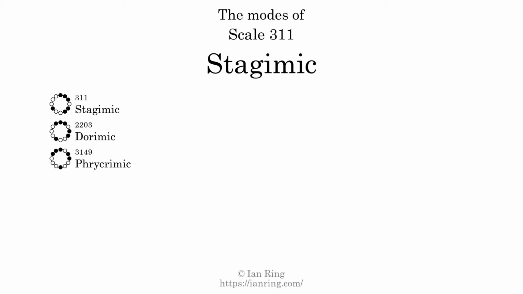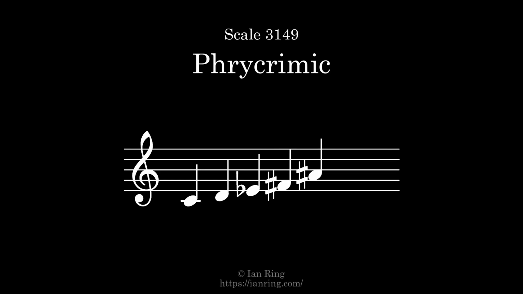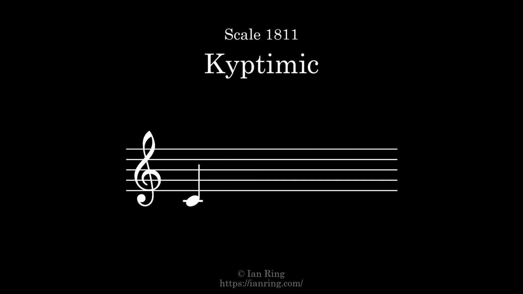The third mode is scale 3149, also known as Triads. It sounds like this. The fourth mode is scale 1811, also known as Ionolimic. It sounds like this.